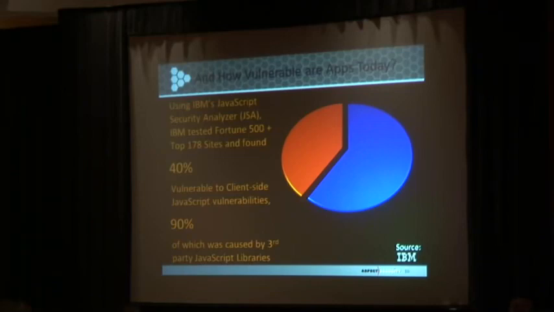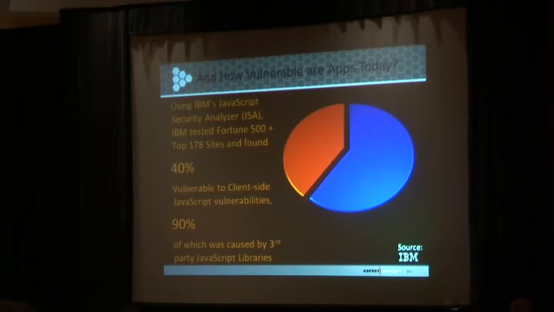And what they also found, which was interesting, was that 90% of the cause of the problem was third-party JavaScript libraries that the developers were using. Now, what I don't know is their definition of what "caused by the library" means. Does that mean they used a third-party library and the combination was the problem? Or did the library directly introduce the flaw? I'm not sure of the details there.